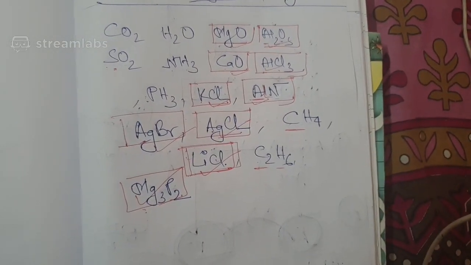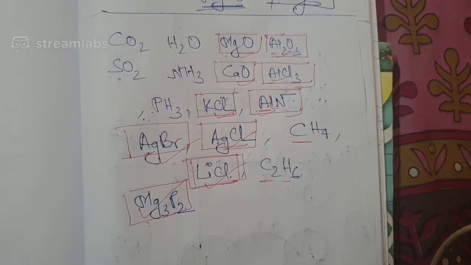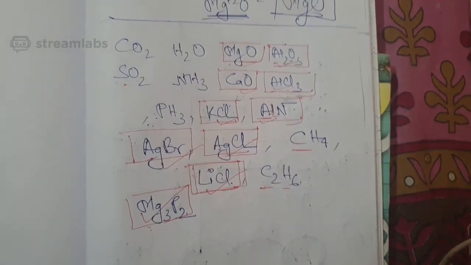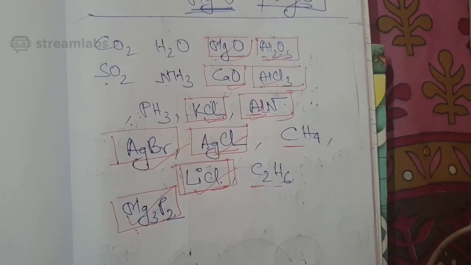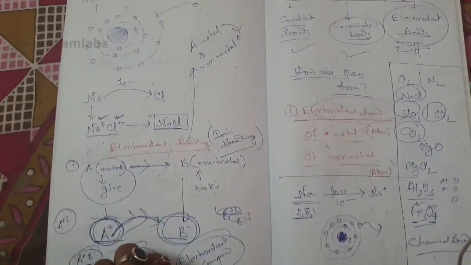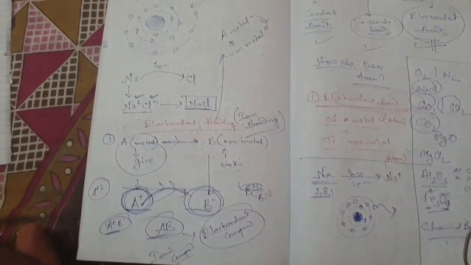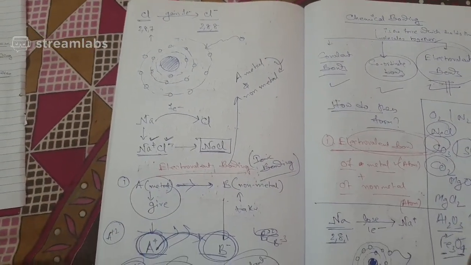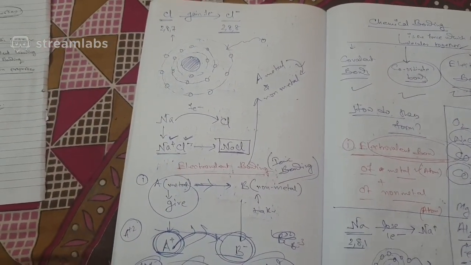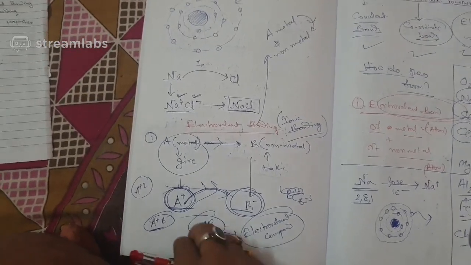Without doing the bonding I am able to find out, because one carries the metal, one carries the non-metal, and whenever in a compound there is a metal and a non-metal, definitely the metal must have given the electrons, as I have discussed in this portion, and the non-metal must have taken the electron. One takes the electron, one gives the electron, and there is formation of the bond, the electrovalent bond, in this way, and they are electrovalent compounds.